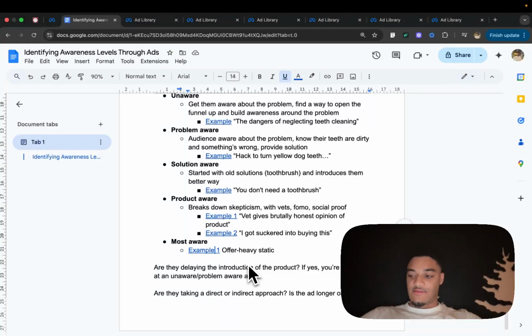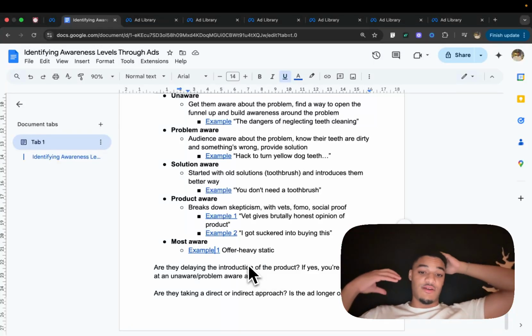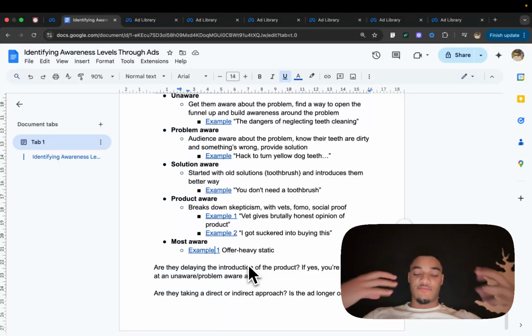Same as for landing pages and copy: the colder the traffic, the longer your copy should be, right? The longer the landing page should be, because there's more selling that needs to happen. There's more convincing, there's more persuasion, right?